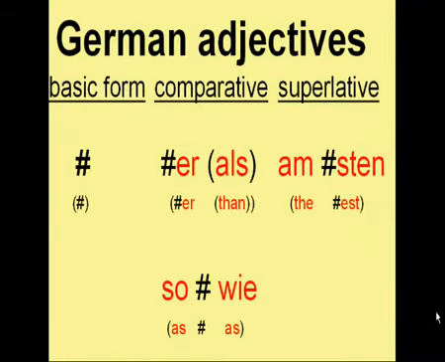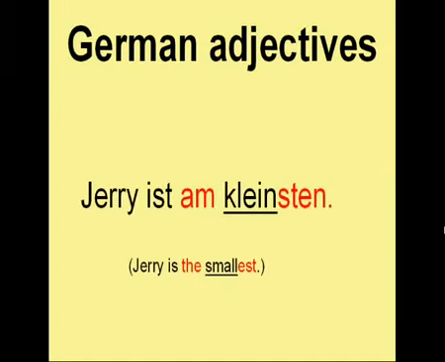Now the superlative forms in German for the adjectives are built with the word am in front of the adjective and by putting the letters s, t, e, n at the end of the adjective. So a sentence with a superlative form would for instance look like this: Jerry ist am kleinsten.